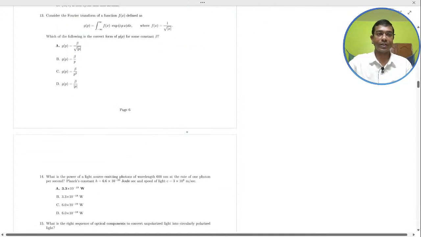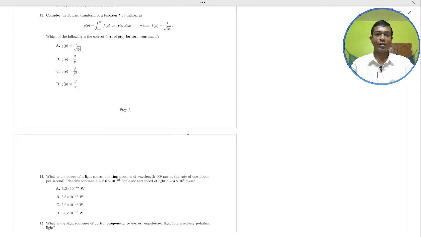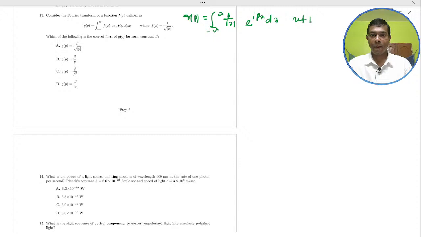Next question number 13. Consider a Fourier transform of a function f(x) defined as g(p), this one. Which one of the following is correct form of g(p) with some constant beta? So let us calculate that g(p) is integral minus infinity to infinity 1 by mod x e to the power ipx dx. So let mod x equal to t square. That means plus minus dx is equal to twice t dt.